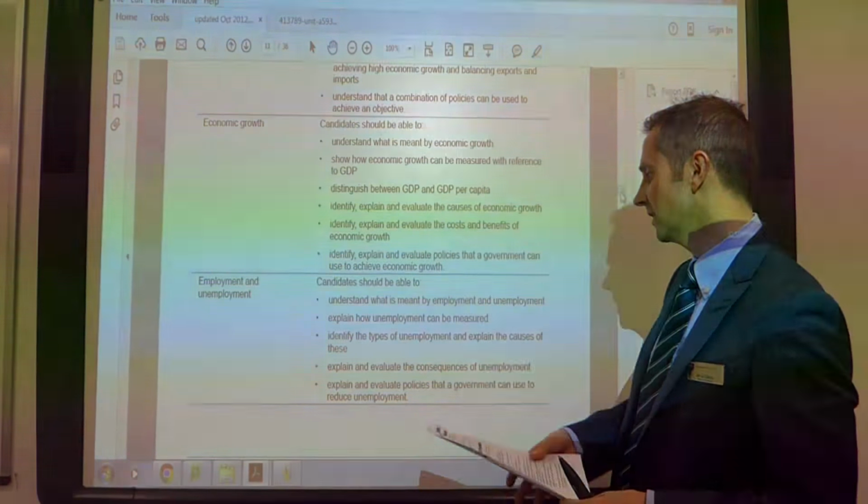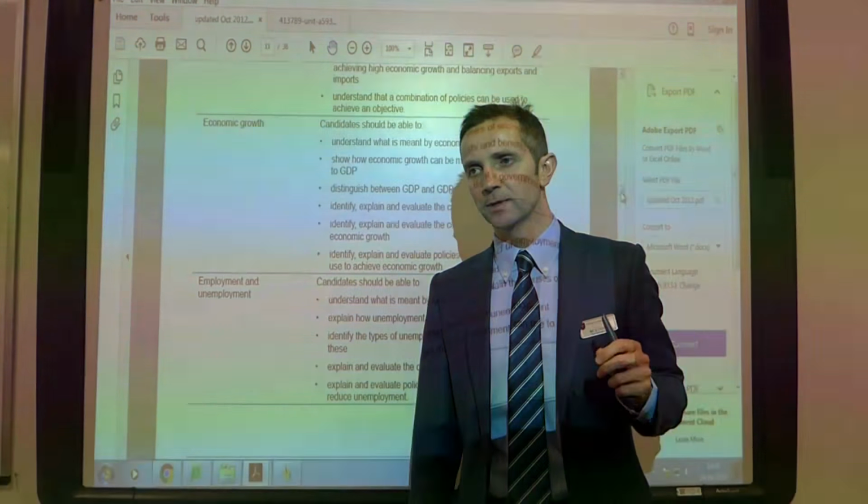And look here, we've got another evaluate. Evaluate the consequences of unemployment and evaluate policies the government can use to reduce unemployment. So again, policies: fiscal, monetary, supply side, and consequences of unemployment.